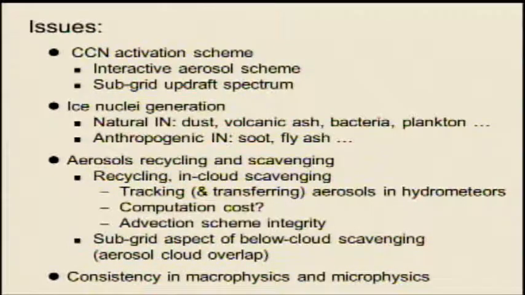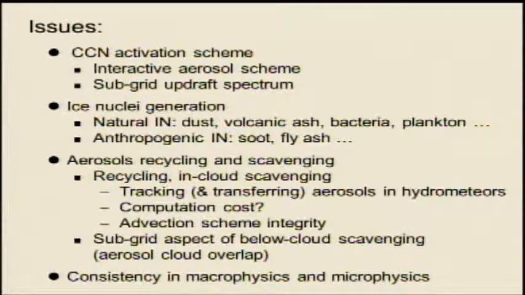And the second one is, right now the ice nucleation is very important, but where is the ice particle generated? Especially the natural ones: the dust, volcanic ash, bacteria, and even the phytoplankton I showed before. How do you simulate it? I think that's a big question. And also, of course, anthropogenic ice nuclei like soot and fly ash. I don't think they are very properly simulated.